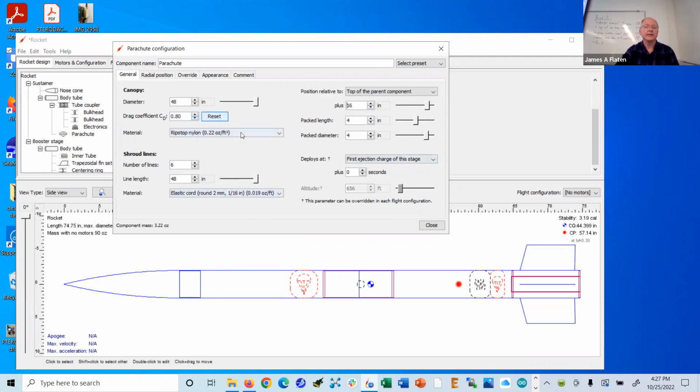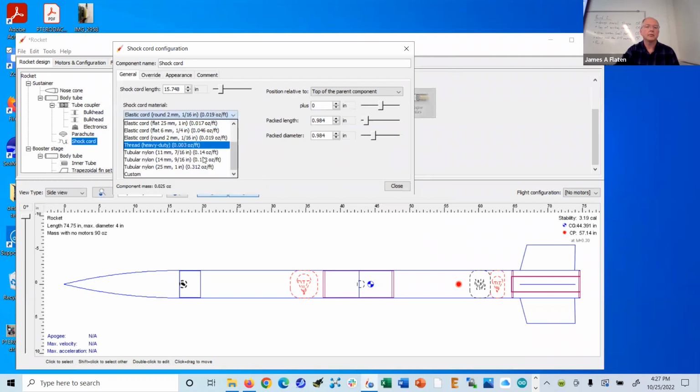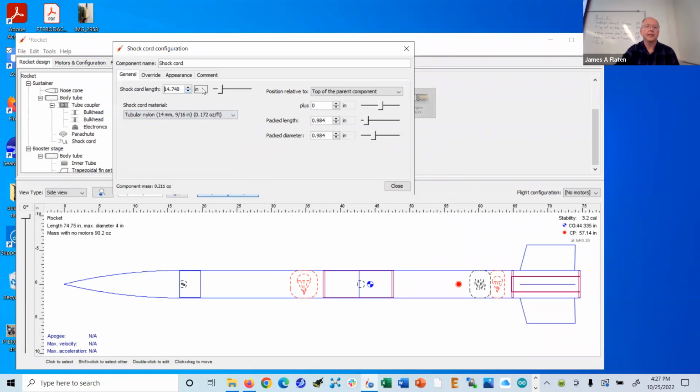Okay, and then I need some shock cord in there too. So let me put in my body tube, my upper tube, I'm going to put some shock cord, tubular nylon, maybe about 12 feet of that as well. These are kind of approximate numbers, but let's say we already agreed the 12 feet packs into about 3 inches by 4 inches or so. And I just need to push that down to a reasonable spot, maybe right about here.